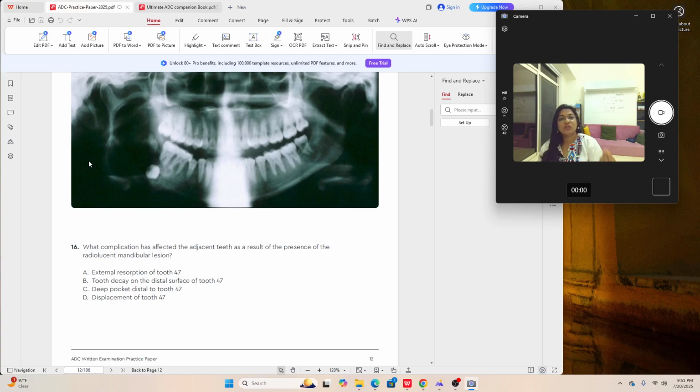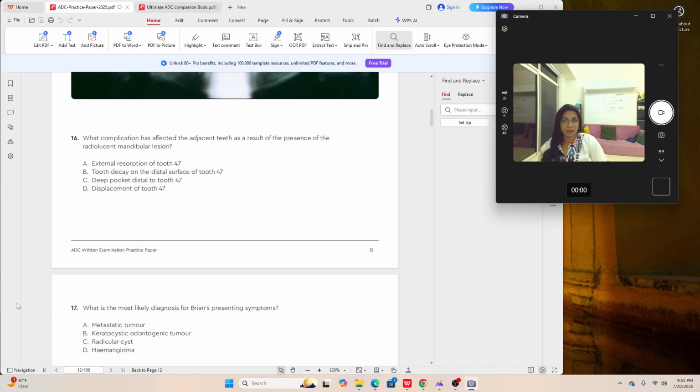So we will not jump to think that this is due to a cancer present somewhere else, correct? So metastatic tumor can be a diagnosis, but the symptoms and the scenario given to us do not point to it. Keratocystic odontogenic tumor, that is the OKC that I was talking to you about.